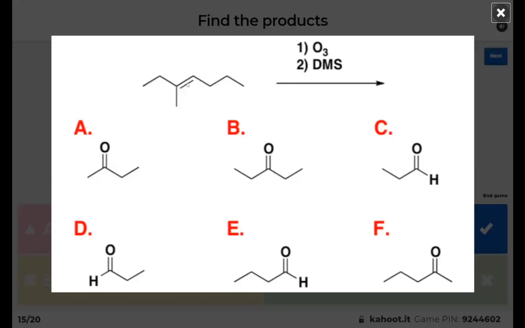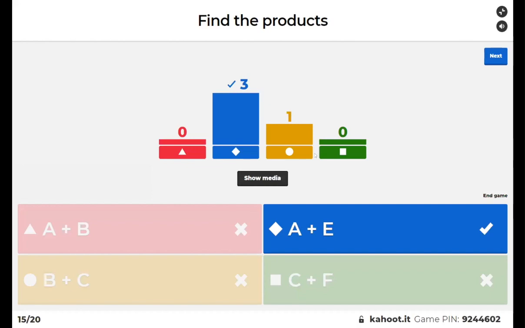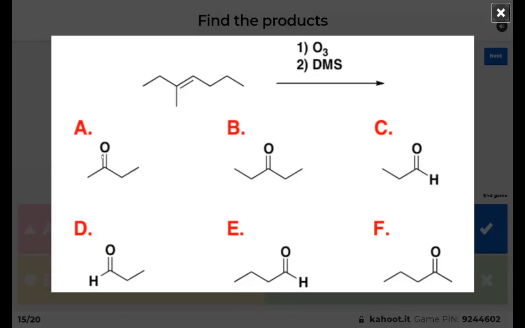Yeah, so we just cut this double bond and put an O on each side. And then we can see that it has 4 carbons on both sides, with one being a ketone and the other one being an aldehyde. So we can see it's A plus E. A has 4 carbons and it's a ketone, and E has 4 carbons and an aldehyde. Right? Also, DMS is just reductive workup, so that you know it's an aldehyde and not an acid. But acid isn't one of the choices anyways.